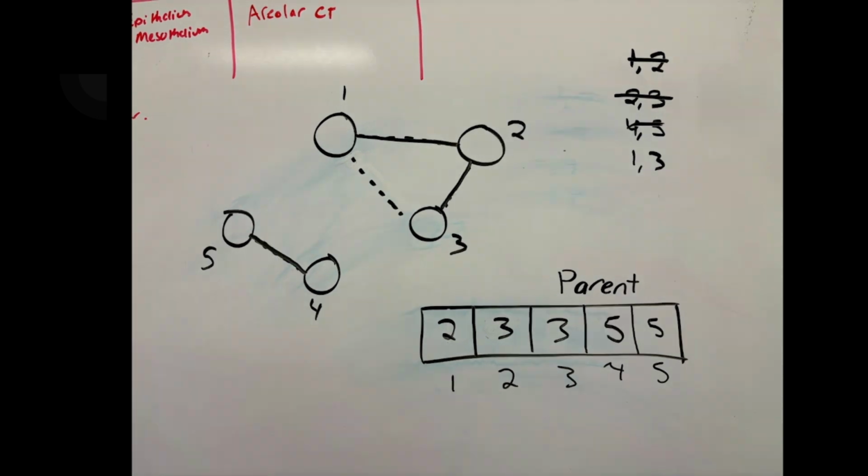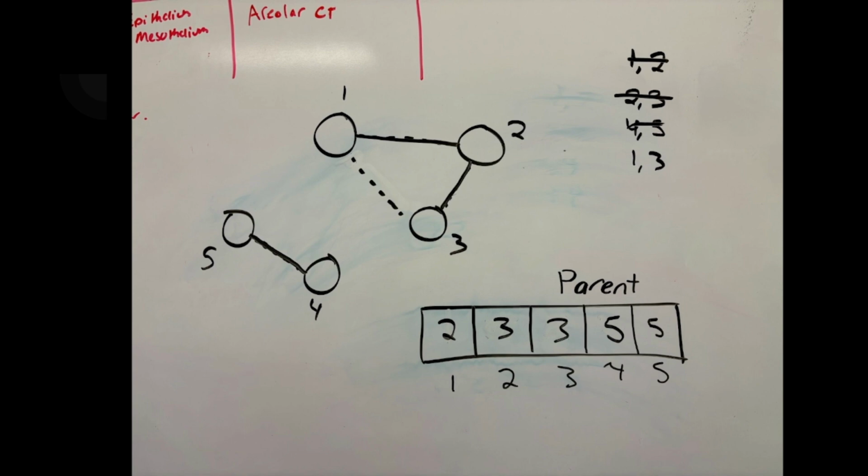Now we can go to the next one, 4, 5. We go through the same process. We have 5 and 4 right here. 4 is a root itself. So we make the road. 4 is now connected to 5. And we have this tree right here where 4's root is 5 and 5 is a root of itself. So this tree is good.